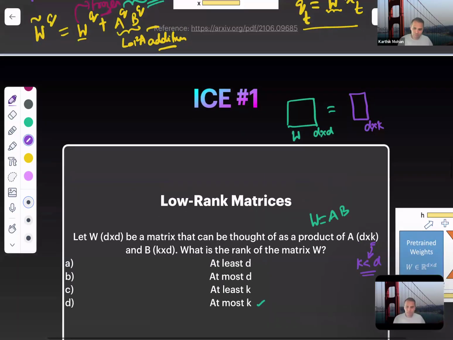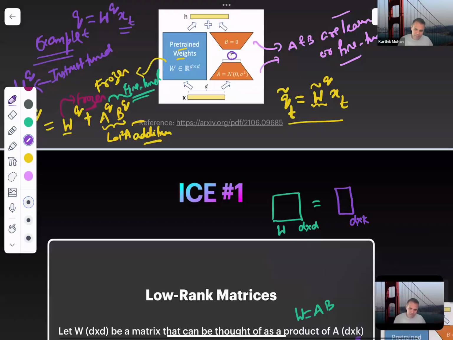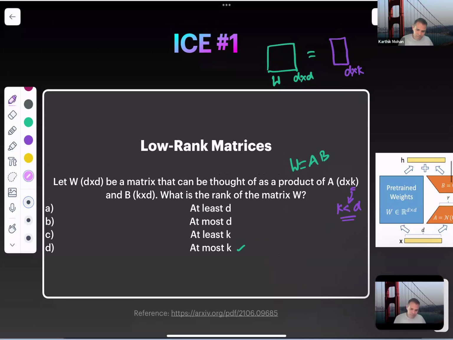But it's kind of like coming from here, right? So this K is the same as this R, the rank. It's less than D. And then we have, this is the A matrix, and then we have B, which is K by D. So K rows and D columns. Yeah. This is D rows and K columns. This is K rows and D columns.